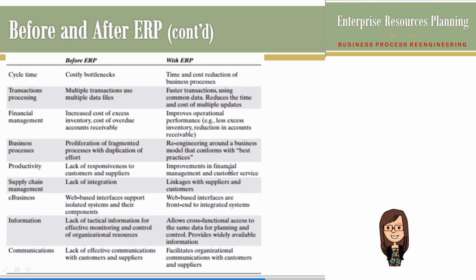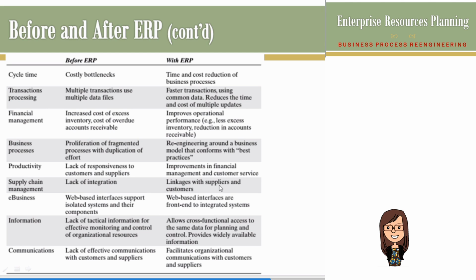Okay, and then there will also be improvement in productivity, because we can have a good manufacturing system, we can have a good customer service, we can do faster order fulfillment and so on. And then it will be easier for the supply chain.